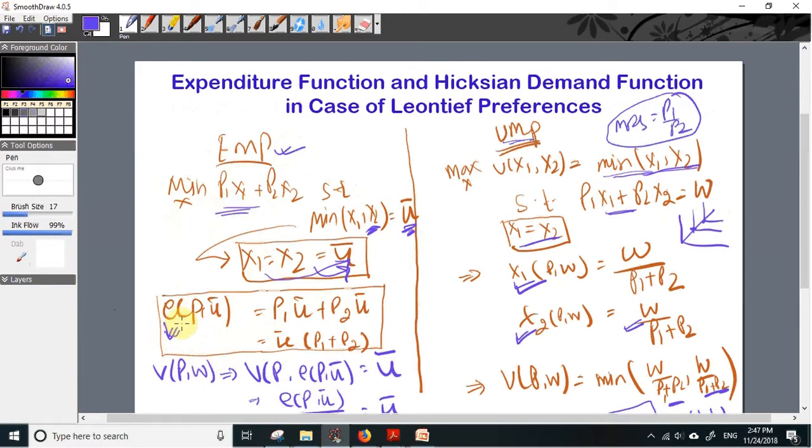So the expenditure function, denoted by e(p, u bar), is simply p1 times the value of x1, which is u bar, plus p2 u bar. So u bar can be factored out. This becomes u bar times (p1 plus p2).